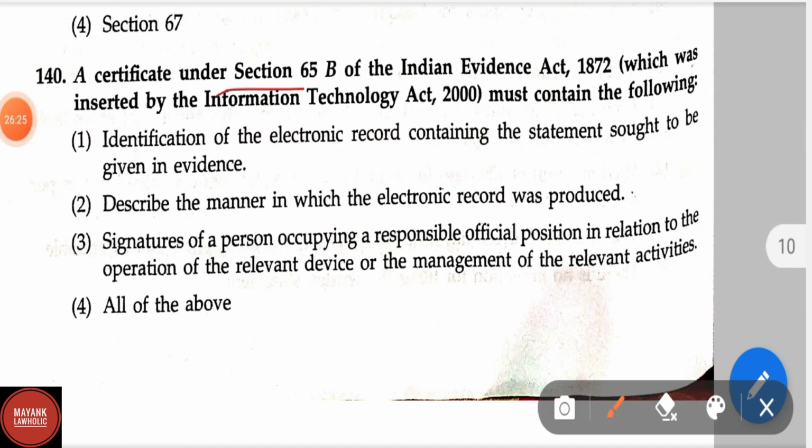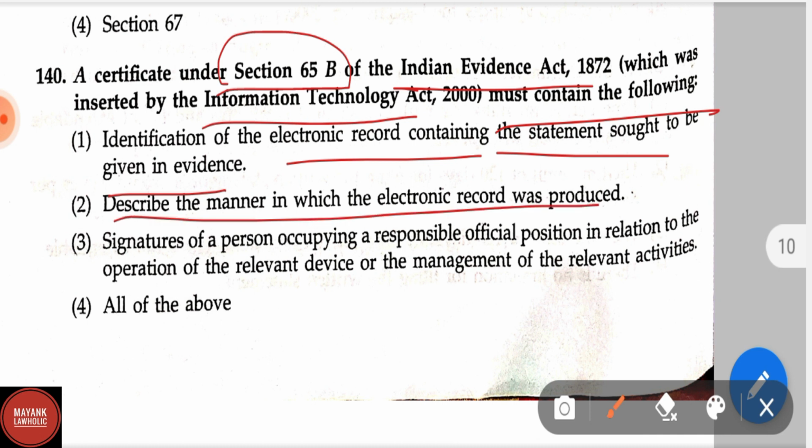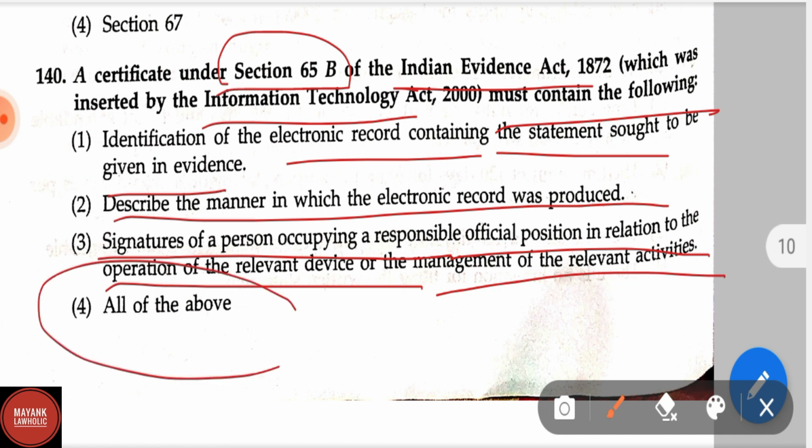A certificate under Section 65B of the Indian Evidence Act 1872, which was inserted by the Information Technology Act 2000, must contain the following. Options are: identification of the electronic record containing the statement sought to be given in evidence, a description of the manner in which the electronic record was produced, signatures of a person occupying a responsible official position in relation to the operation of the relevant device or the management of the relevant activities. Option 4, all of the above. In relation to Section 65B, all of the options are correct.